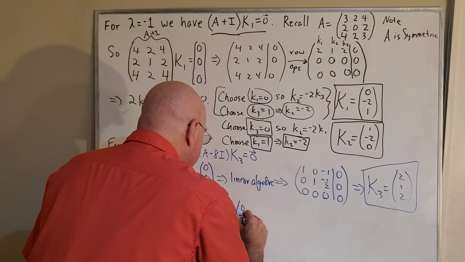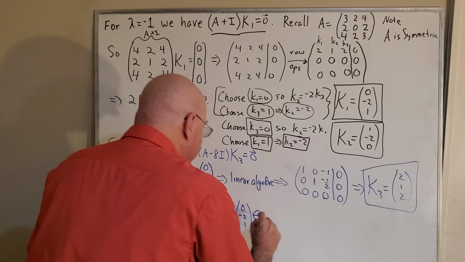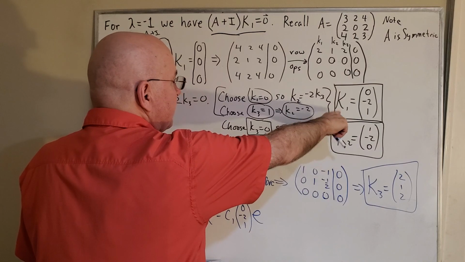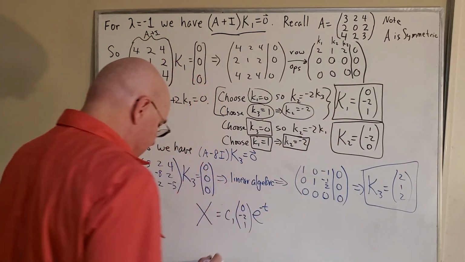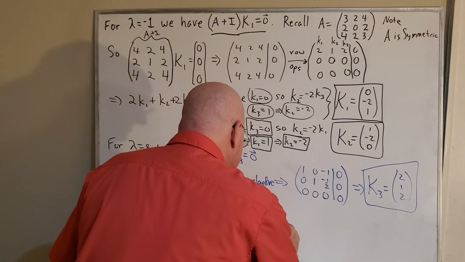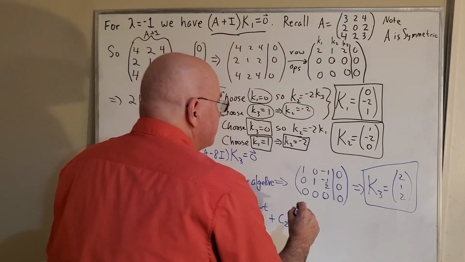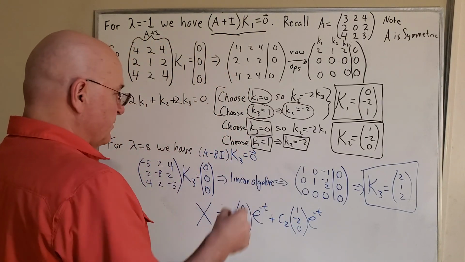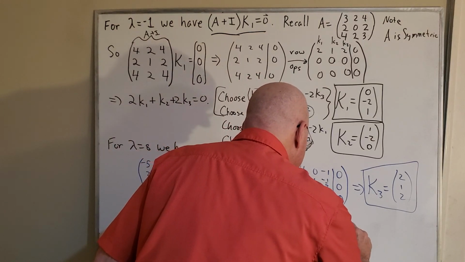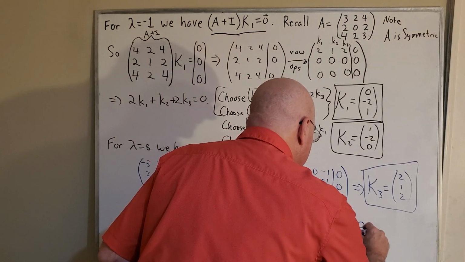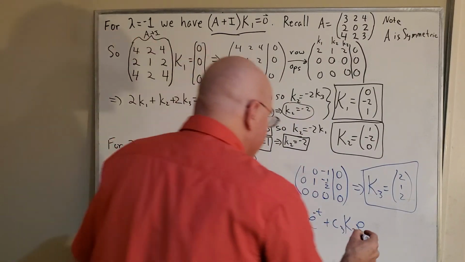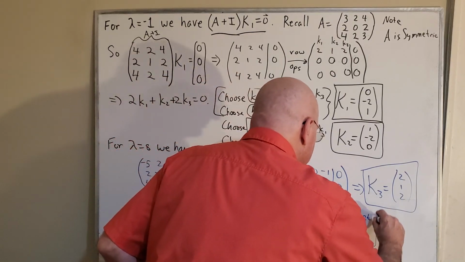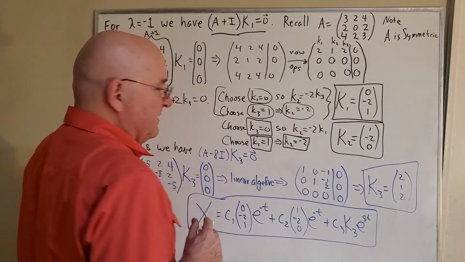So finally, our solution, capital X, is equal to C1, K1, which is 0, -2, 1, e to the lambda 1t, the eigenvalue with these two is -1, so you just get a -t, and then plus C2, K2, e to the -t, and the last one we'll use K3, so it's going to be C3, K3, e to the 8t, since 8 was the eigenvalue. And this gives us the solution where we had repeated eigenvalues.